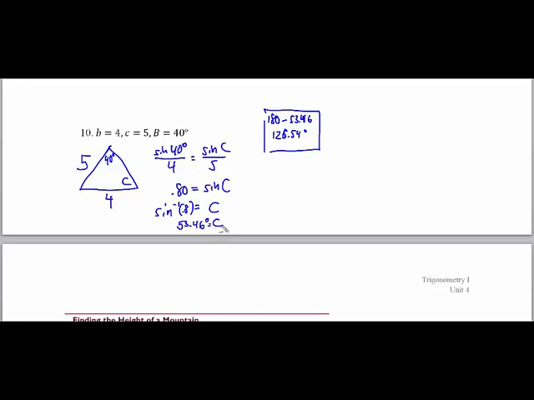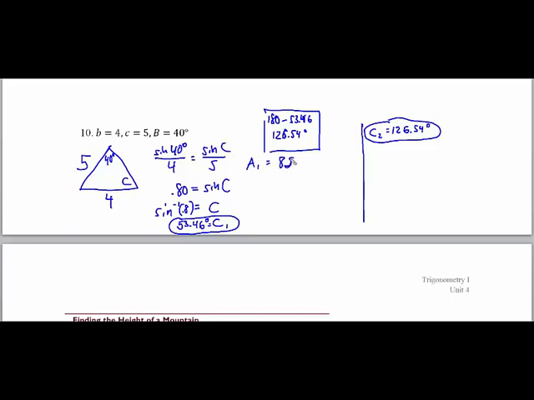So I have now one of my possible answers for C, and I'm going to make a dividing break right there. And here's my second possible answer for C. This is C sub 2, 126.54 degrees. Now I'm going to solve for 2 different A's. This is my A sub 1, and my A sub 1 is going to be 85.54.